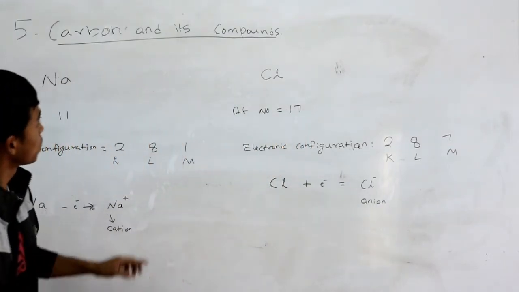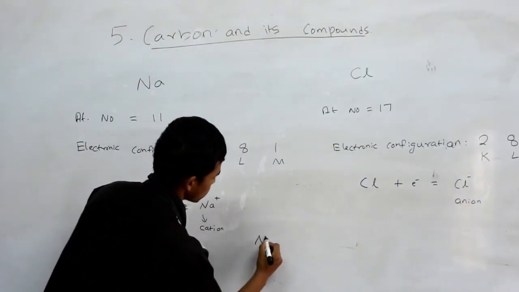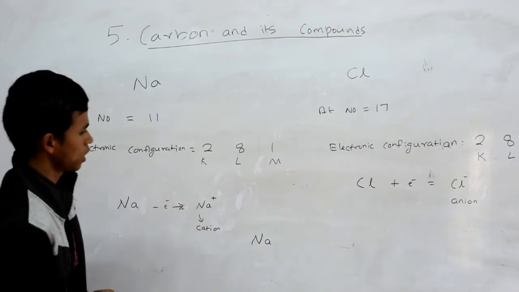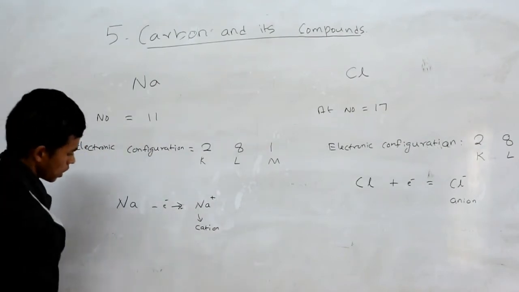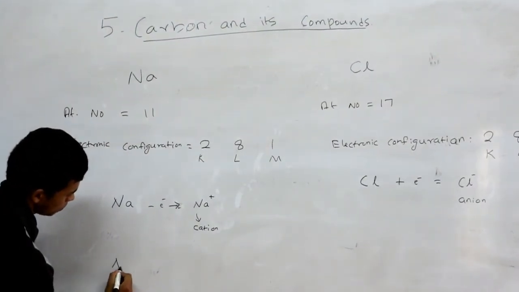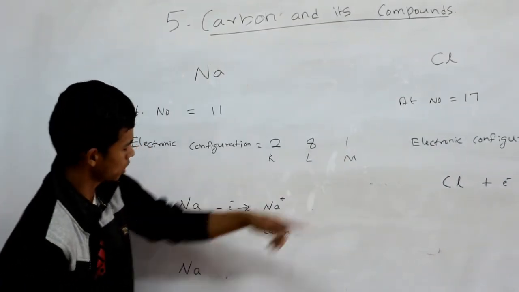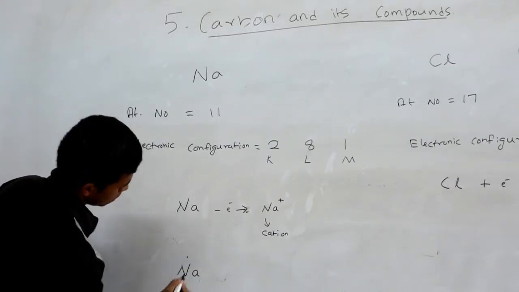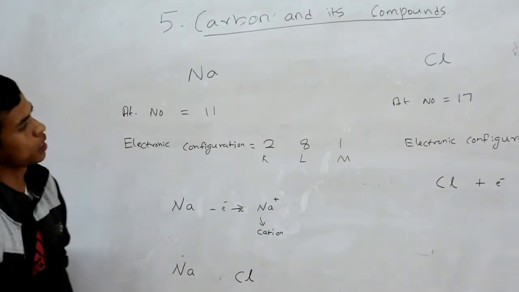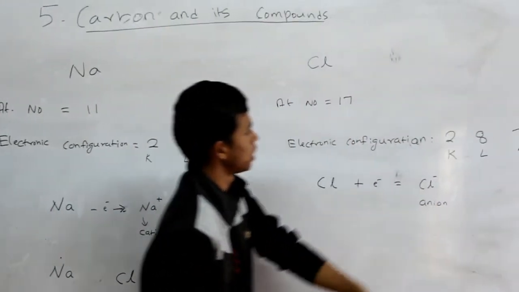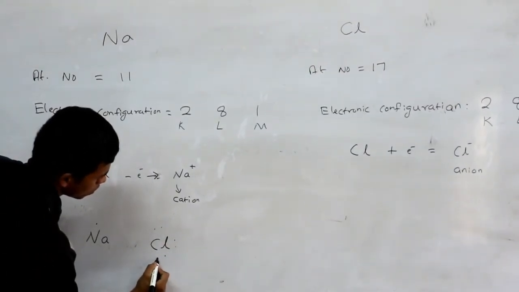When sodium and chlorine atoms get close to each other, it will be like this. If I write sodium in the Lewis dot structure, which represents the electrons of the outermost shell, sodium has 1 electron in the outermost shell, so I'll write only 1 dot here. And the chlorine atom has 7 electrons in the outermost shell, which is the M shell.